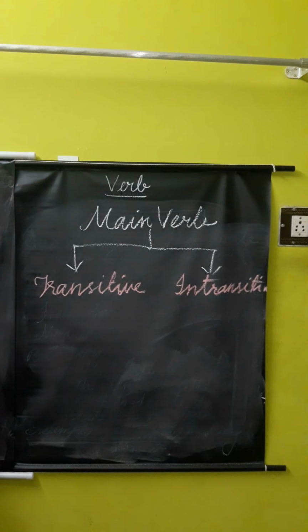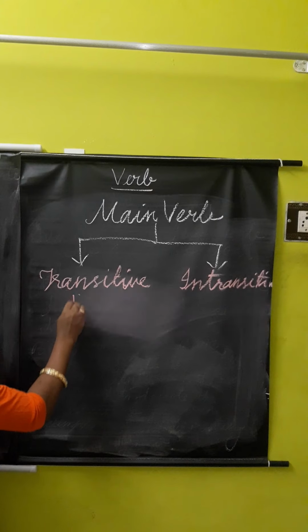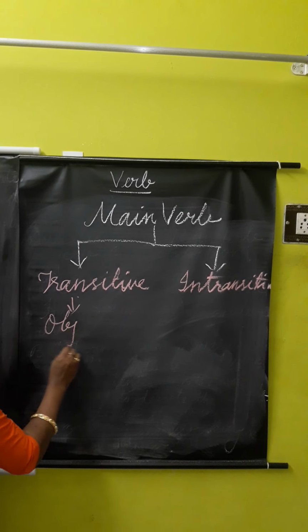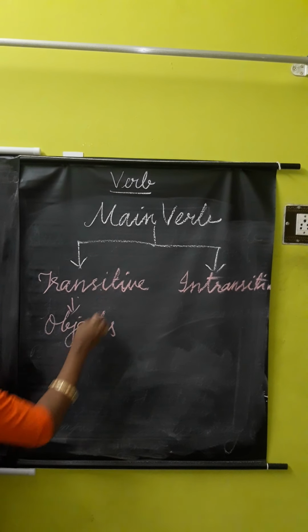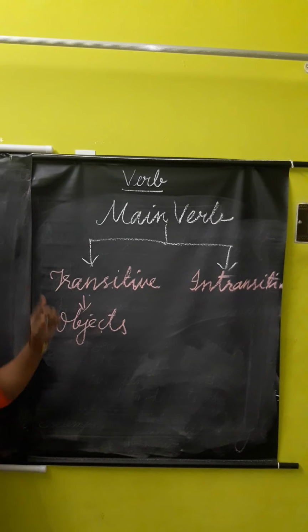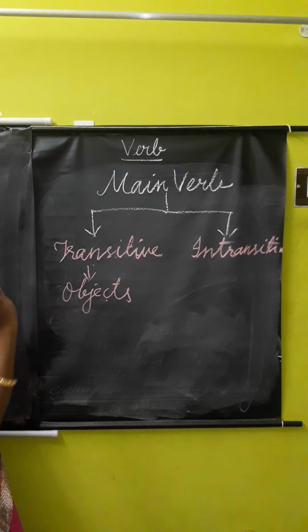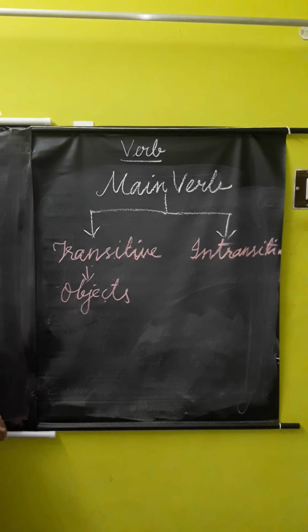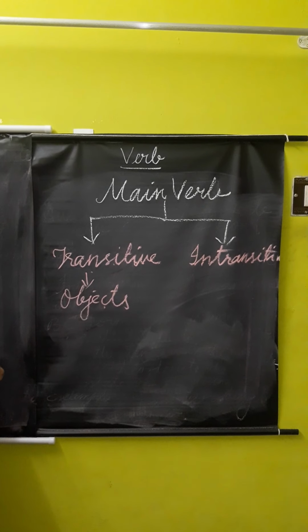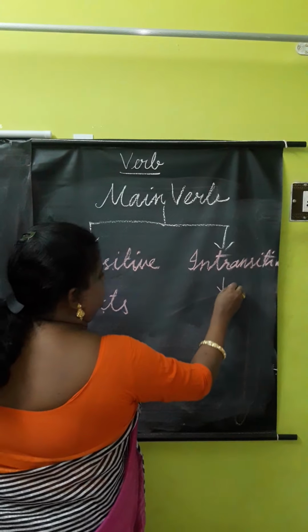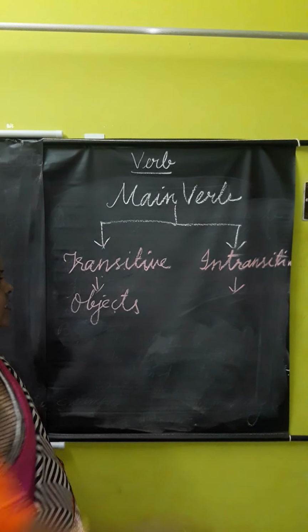Intransitive. Always this transitive will be going with the object. Both of them will be together always. Just have it in mind. Transitive verb will always have an object. It will be with an object always. That is transitive verb. And intransitive verb, just have it in mind like that.